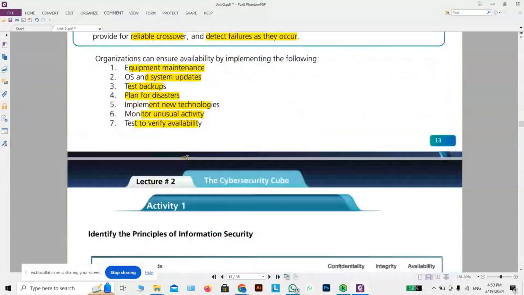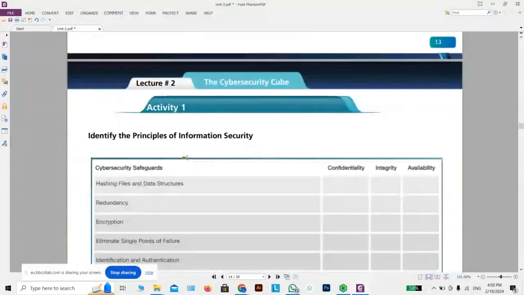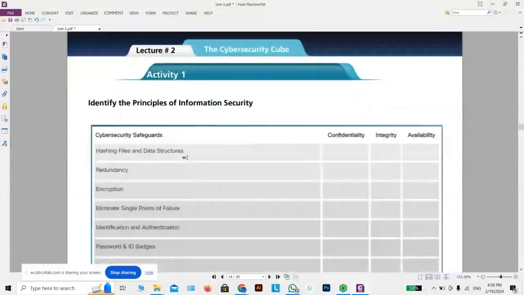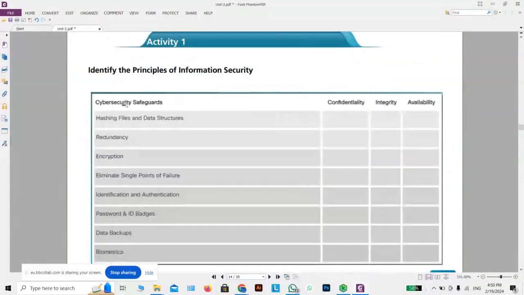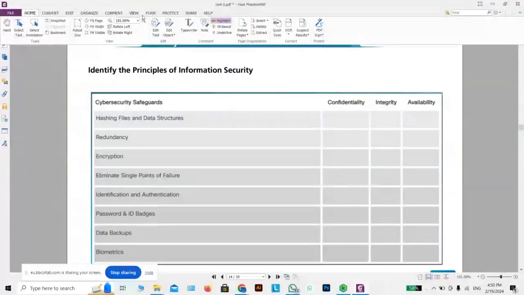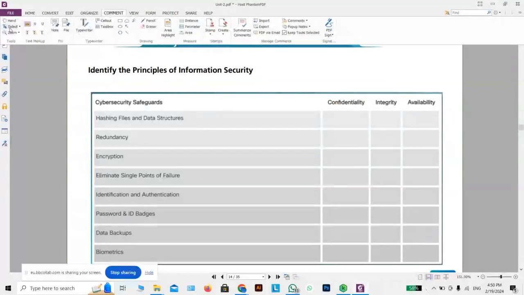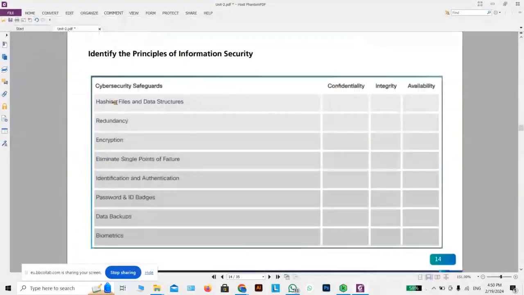Okay, here we have an activity on cybersecurity safeguards, and we have these terms: hashing files and data structures, and we have to decide which principle each belongs to. Redundancy, which I told you about, encryption, eliminate single point of failure, identification, authentication, passwords, data backups, biometrics. I told you about each of these.